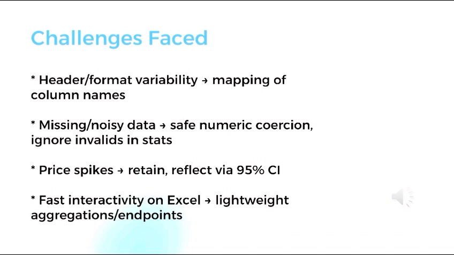I will shortly talk about the challenges faced. We faced four main challenges. First, many header variations. We solved this with a robust mapping layer. Second, missing and noisy numbers. We kept nulls and handled them safely. Third, price spikes. We kept them and showed uncertainty in the price band. Fourth, speed with Excel. We kept endpoints lightweight so charts stay responsive.